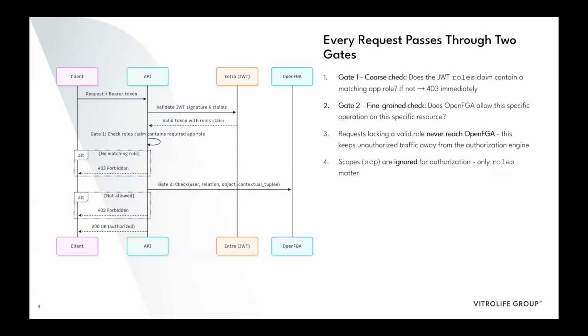And as I said before, scopes in Entra are being used for a lot of things, but we've decided that as a part of our authorization model and how we work with it, we actually don't use them at all. Scopes are completely ignored, and they are only used for things like front ends to be able to access a backend.